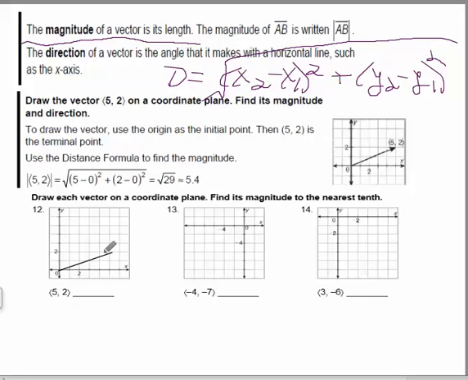So I should have ended just slightly before that, but we'll call that (5, 2). And this should have an arrow on it. If you can draw the arrow, that's great. If you can't, that's okay. And now I just need to find the length of that segment.